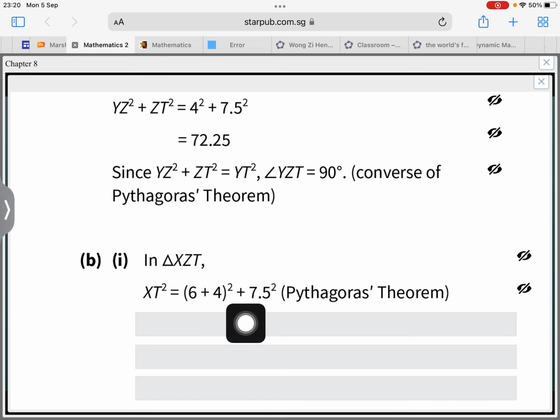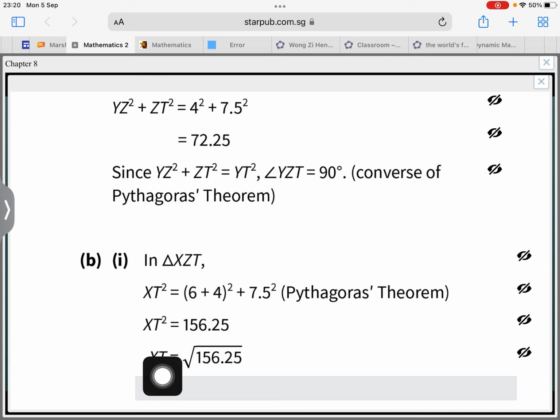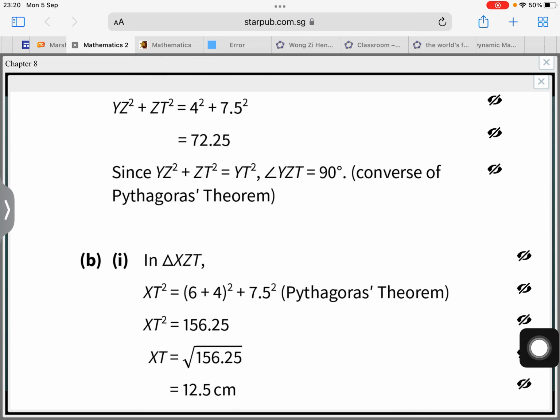Okay, so 10 square plus 7.5 square. Take note, this is by Pythagoras theorem. Key into your calculator, you should get 156.25. Take note, take square root on both sides. So XT equals plus minus square root of 156.25. Take note of the plus minus and reject the negative. XT is 12.5 cm. Bracket, reject negative 12.5.